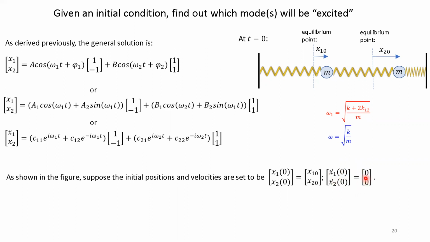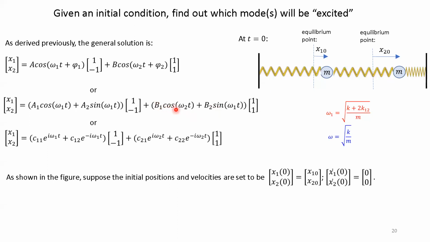So what is the goal here? The goal is to find out these unknown constants. If you can find out these unknown constants, you'll be able to tell me whether I have some oscillation for this mode or I have some oscillation for this mode.